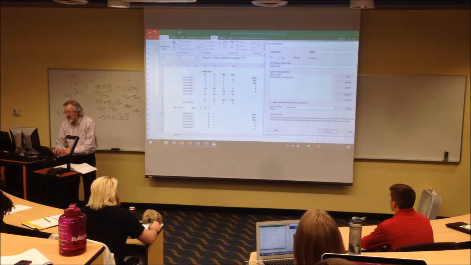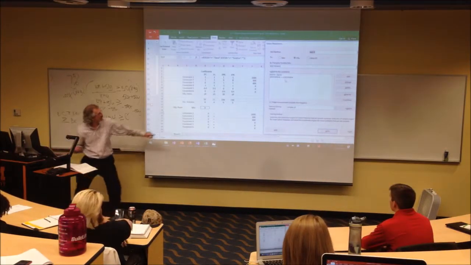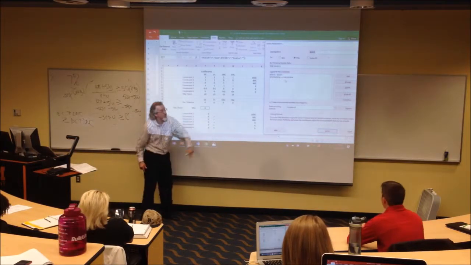Look, I combined all of those greater than or equal constraints right there because they were right in a row, so I was able to combine them.